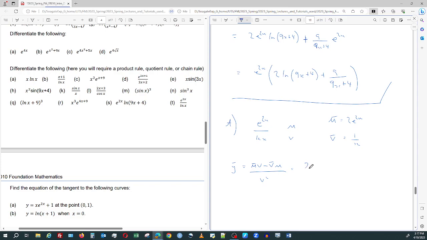So what have we got? u dash is 2 e to the 2x times the ln of x, minus v dash u, so it's e to the 2x over x, and the whole thing is over ln of x squared.